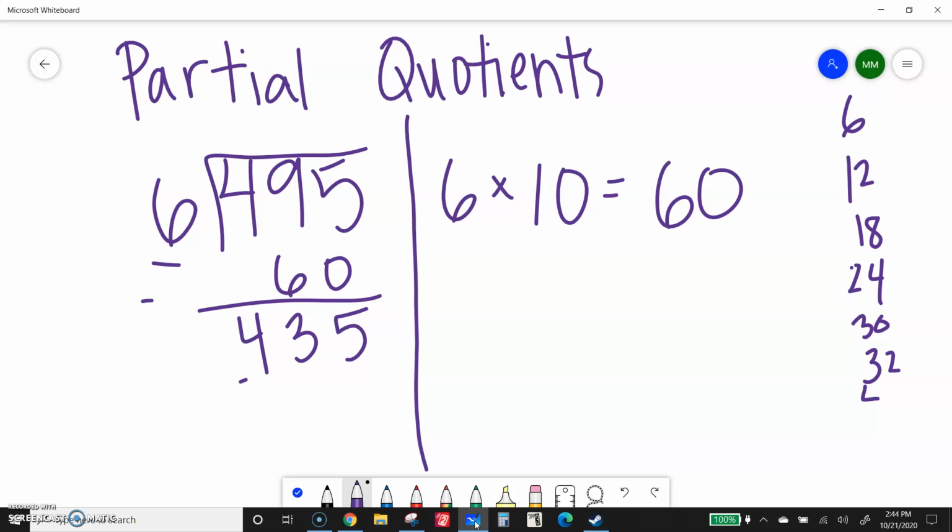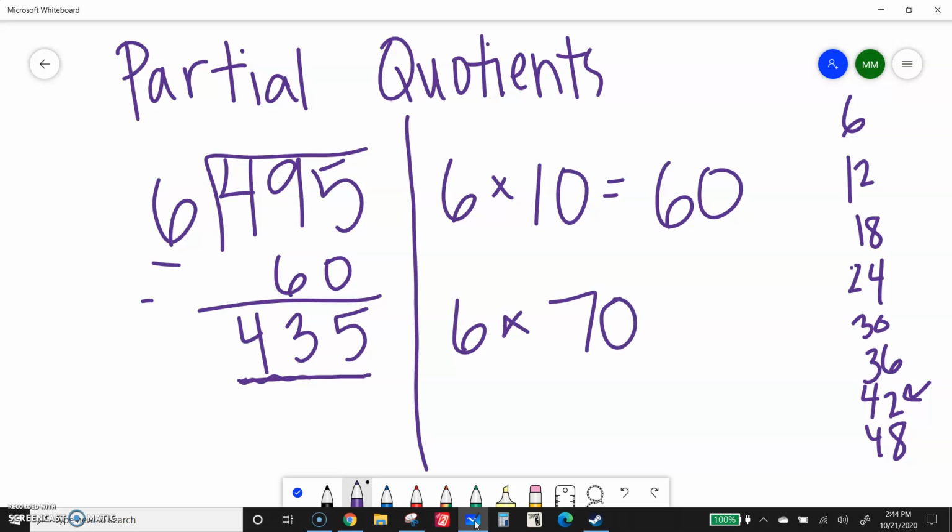Oh my gosh, not 32. Woof. Hopefully you're like, Mrs. Morrison, what are you doing? 36, 42, 48. And I'm just really looking at these first two digits. And I'm saying, okay, look, 42 is close. So I know that's 6 times 7, but it's really 430. So it's really going to be 6 times 70, because 6 times 70 is 420, which I know is very close to 435.